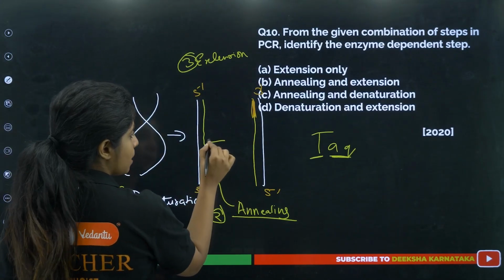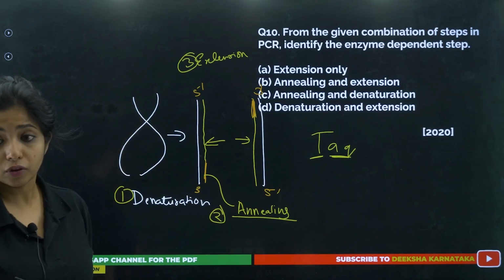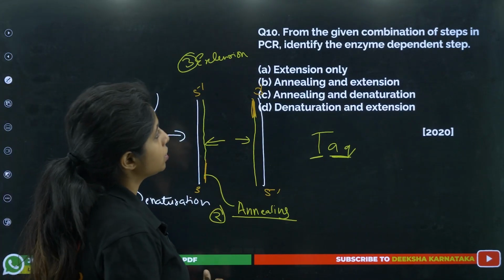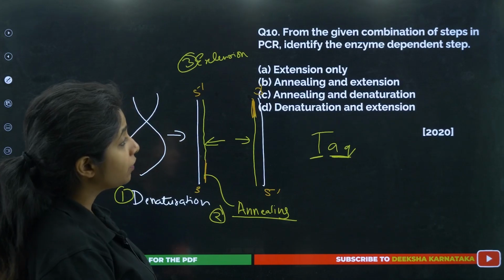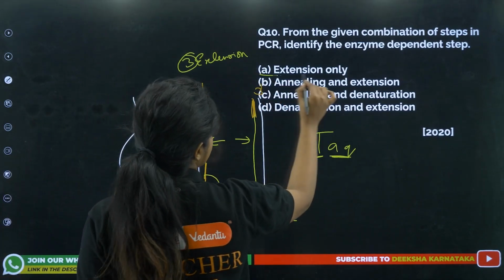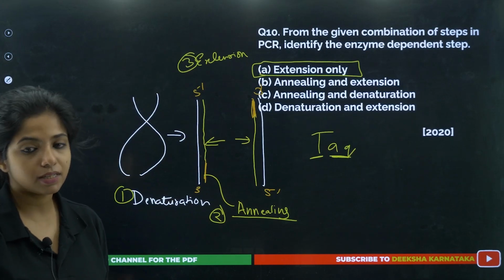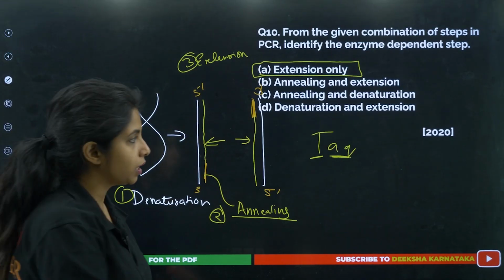So this is a step where you would be needing what, children? You would be needing an enzyme. So the answer is, from the given combination of steps in PCR, the enzyme dependent step is extension only. For extension, you would be needing an enzyme, that is Taq polymerase or DNA polymerase.